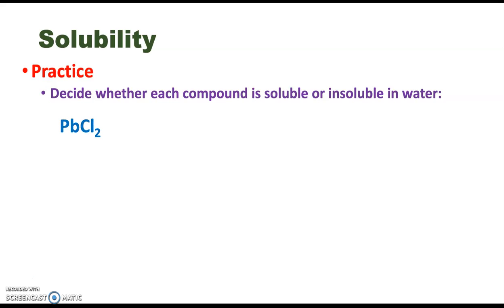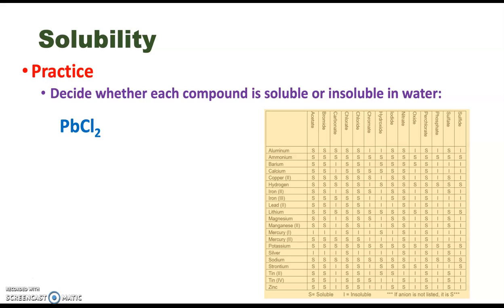So we're going to start with PbCl2. If we look at our table here, all your cations, the positive ions, are on this side, and all the negative ions and polyatomics are on the top. So lead is my positive ion, chloride is my negative ion. Chloride is right here. Now I've got to look up lead. There's only one option for lead. It's lead 2, a +2 charge, so that's the one we're looking at.